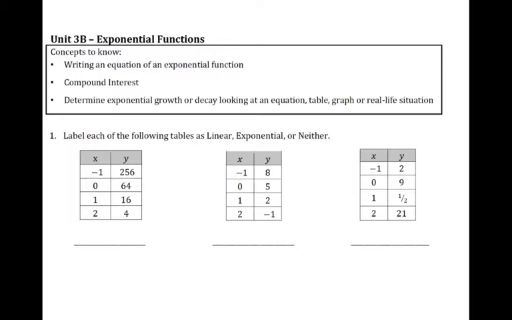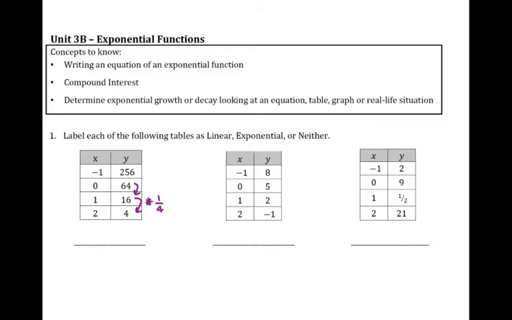For something to be linear, you're looking at your y's, and you need to be adding or subtracting the same thing every single time. For something to be exponential, you are multiplying or dividing by the same thing every single time. So if I look at number 1, I can see that my y values are decreasing pretty quickly. To get from 16 to 4, I would need to divide by 4. Division is the same thing as multiplying by a fraction. So in this case, I am multiplying by 1/4. I'm going to see if that works for the rest of it.